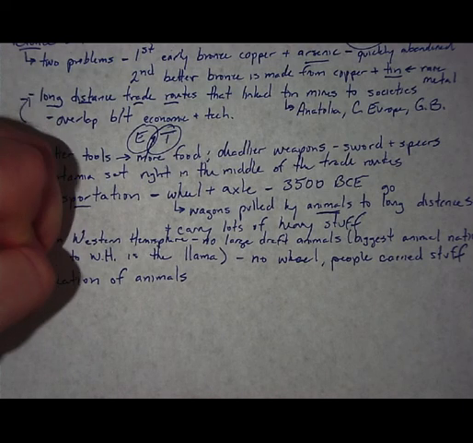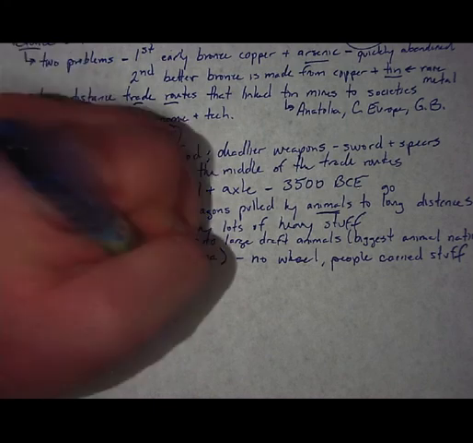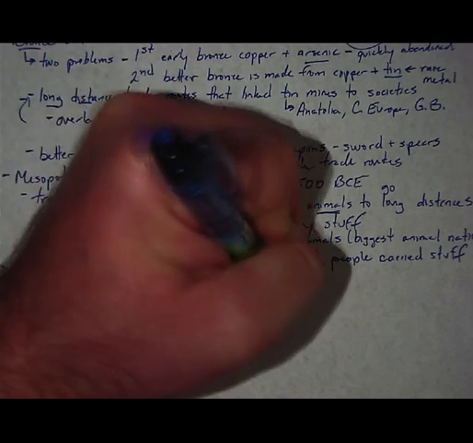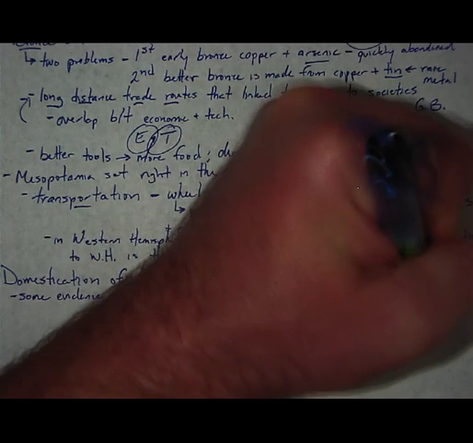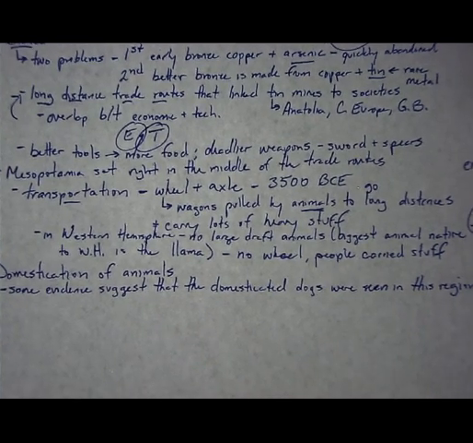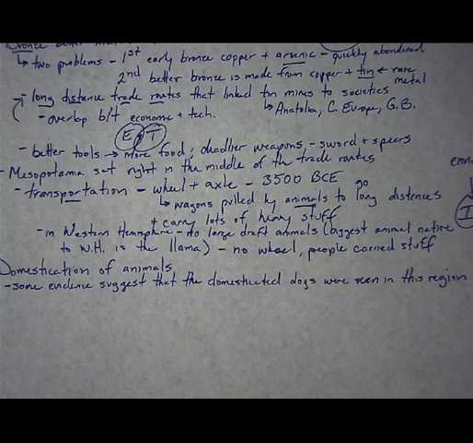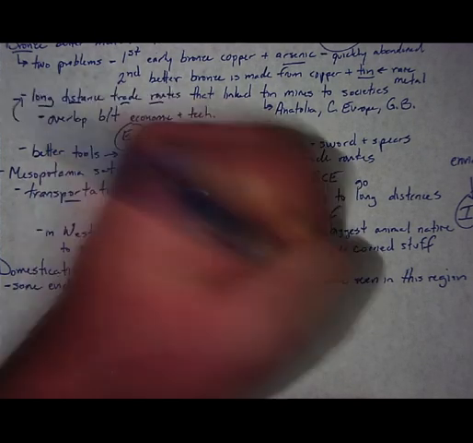So some evidence suggests that the first domesticated dogs were seen in this region. So the evidence for this is not conclusive, and there's an argument to be made that dogs were developed other places too, but there's definitely some evidence that suggests that Mesopotamia is one of the first places to see domesticated dogs, which came from wolves.